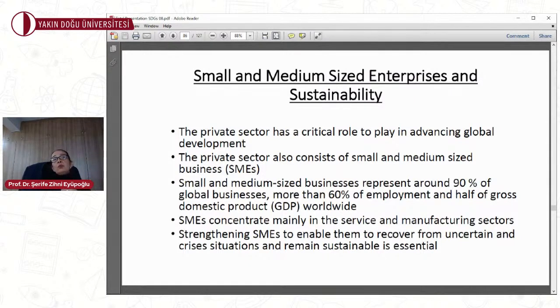Small and medium-sized enterprises concentrate mainly in the service and manufacturing sectors, and these are very labor-intensive sectors. Because they are labor-intensive, they are the type of businesses most likely to suffer as a result of uncertain conditions and crisis situations. Therefore, it is vital, it is essential, that small and medium-sized enterprises are strengthened to enable them to recover from such uncertain and crisis situations, and therefore enable them to survive and also remain sustainable.